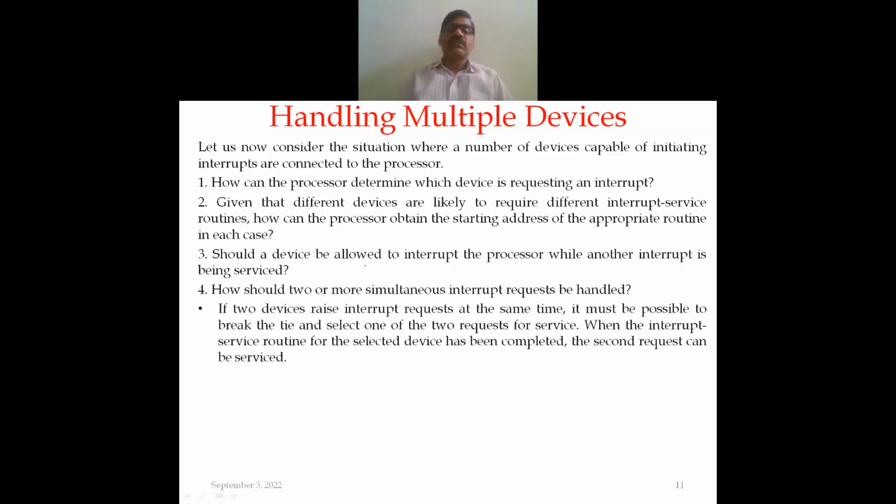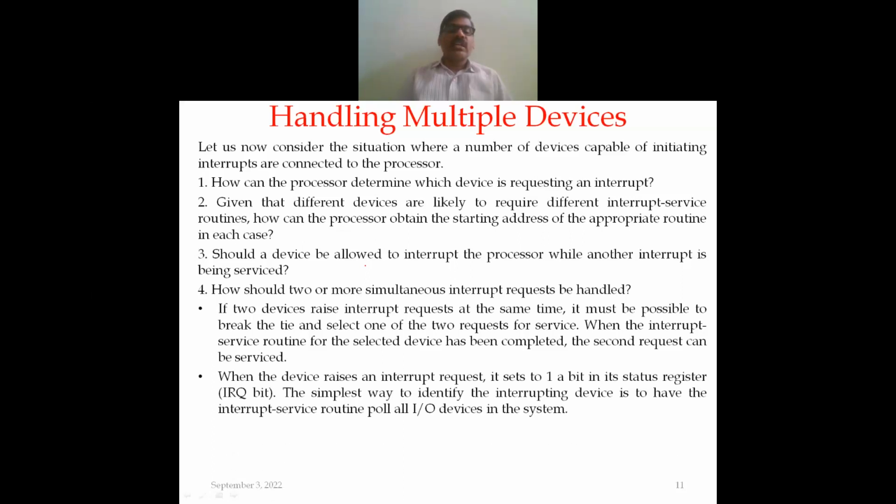If two devices raise interrupt requests at the same time, it must be possible to break the tie and select one of the two requests for service. When the interrupt service routine for the selected device has been completed, the second request can be serviced. When a device raises an interrupt request, it sets to 1 a bit in its status register. That is, the IRQ bit is set.